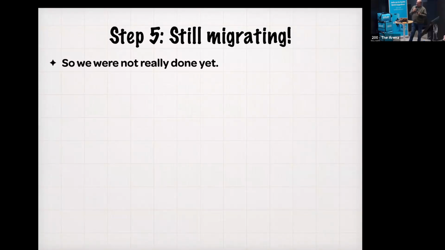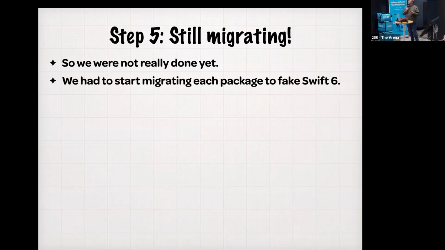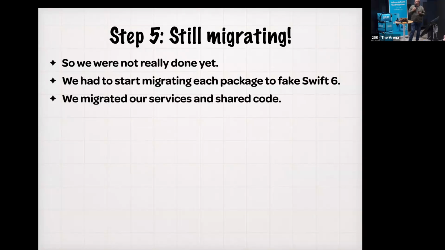So well, we're still not done then. We have the code running now with some parts in this fake Swift 6 mode, which is actually Swift 5, but it's very similar. But all the other code isn't done. So what we did then, we have to start migrating again, package by package, everything, but we migrated to the fake Swift 6 this time. And we already migrated services and shared code and stuff.